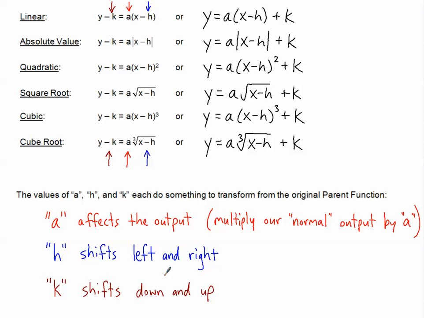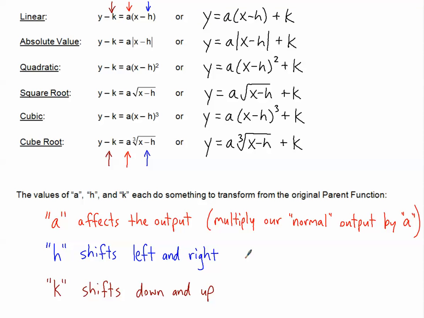Also be very careful with k. If your formula is looking like this, where the k is on this side with the y, same sort of thing as with the h. It's always going to be the opposite of the symbol that you see here. But if it's over in this type of form where the k is here, then it's just the number that you see here, because now it's a plus k. So if you see plus 3, then k is 3. If you see minus 3, then k is negative 3. So that's pretty easy for k when it's over like this.